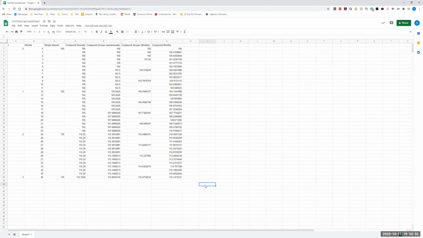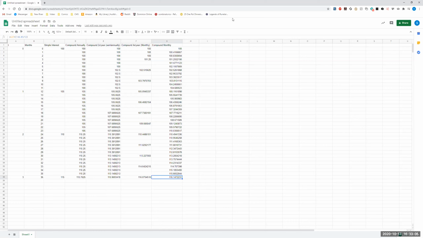Now, it's not a massive difference. The difference between $115 and $116.14. 12 compounds per year over 3 years only nets us an extra $1.15 or so. So it's not a huge amount of money, but it's nice because it frequently updates how much there should be, and it does give a little bit more.